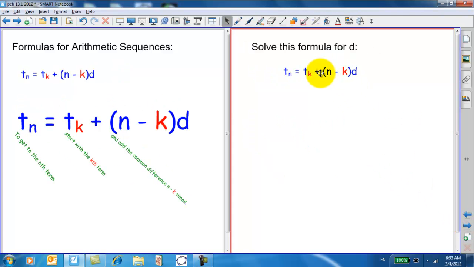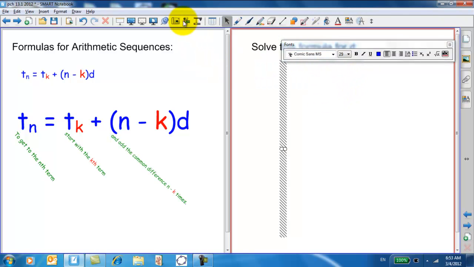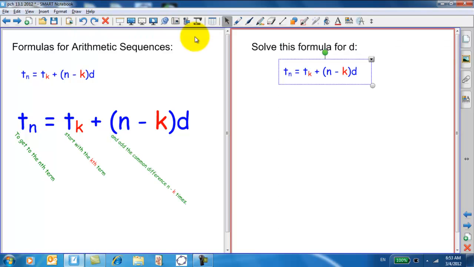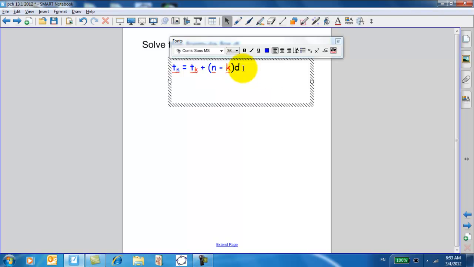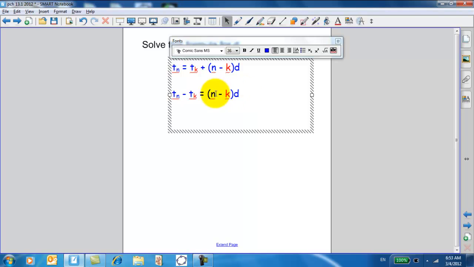If you solve this formula for d, let's see what we come up with. First of all, let's put these terms on the other side. And make it t sub n minus t sub k equals n minus k times d. And now, let's take this whole thing, t sub n minus t sub k, and divide it by n minus k.